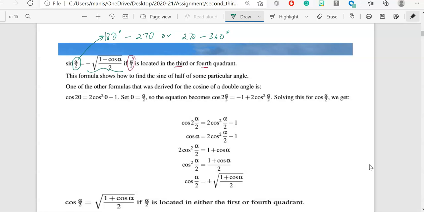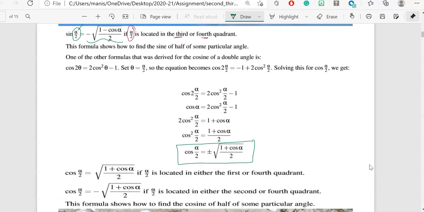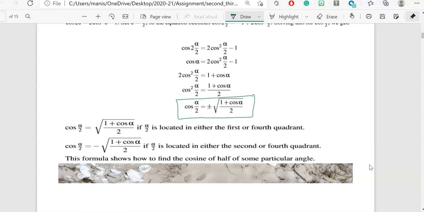All right. And then similarly I have derived for cosine alpha over 2. So what is the formula for cosine alpha over 2? Plus minus square root of 1 plus cosine alpha over 2. The only difference between these two formulas is that with sine I have 1 minus cosine alpha over 2, and with cosine I have 1 plus cosine alpha over 2. Do keep in mind, we use the plus sign when alpha over 2 is either in the first quadrant or in the fourth quadrant.